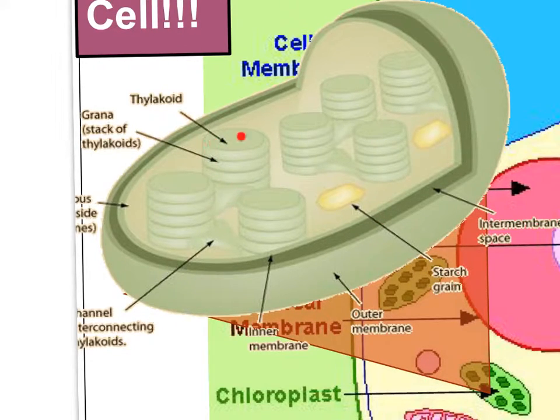It kind of looks like a stack of pancakes. That's called a grana. And then it has its own version of kind of like cytoplasm. It's a liquid on the inside of this thing called the stroma.